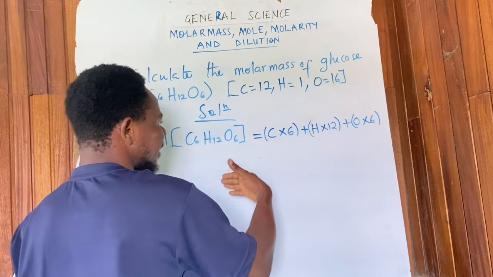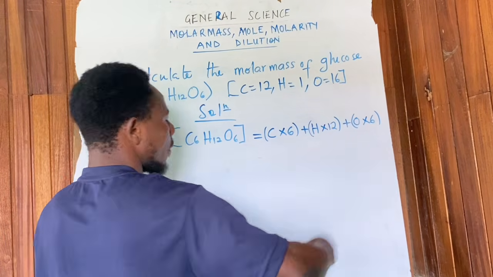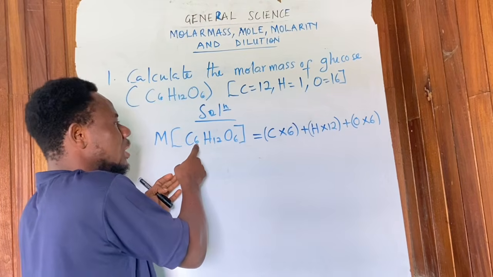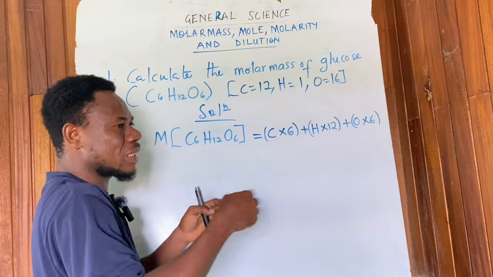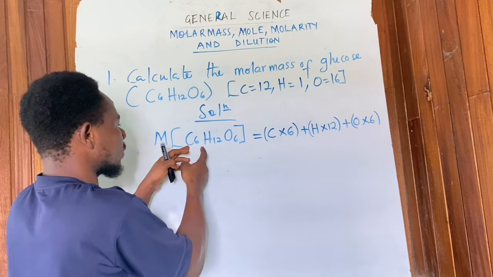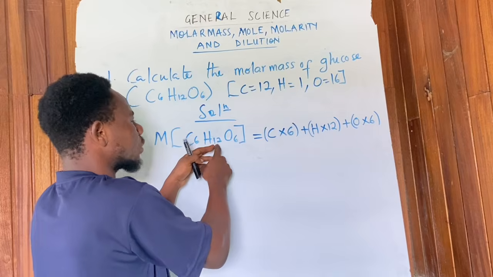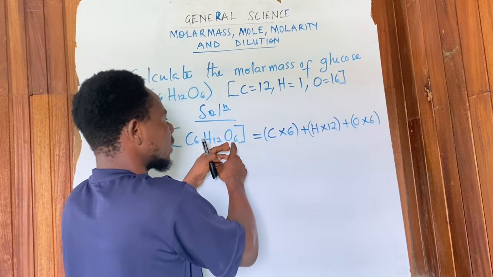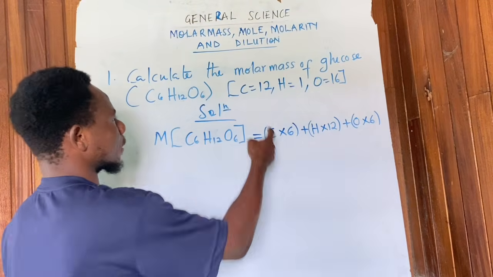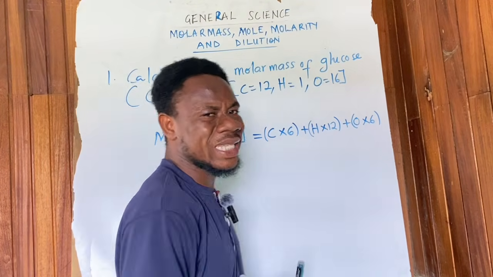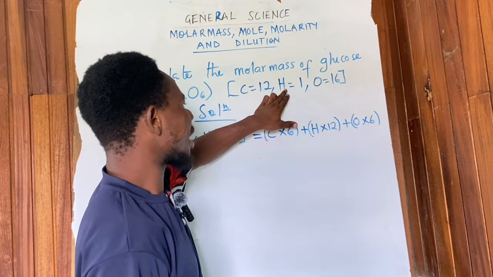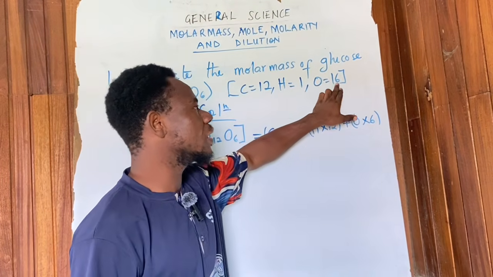So this means we will have to split the element. We split the element by adding them together, but don't forget, when you are adding them, if the number of atoms present in that element is 6, you have to multiply it by the element symbol. So carbon here is multiplying 6, hydrogen here is multiplying 12, then oxygen here is also multiplying 6. Then you add them together. Now don't forget, we have been given each element and its value. So we have carbon having 12, hydrogen having 1, and oxygen having 16.